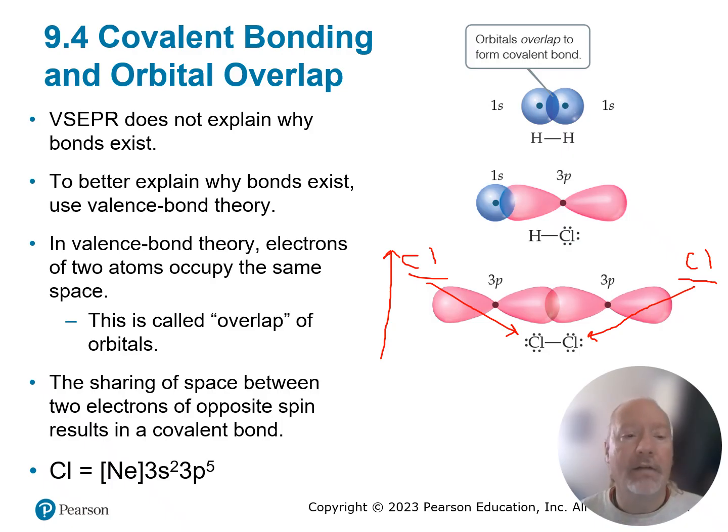But be careful, VSEPR is different than valence bond theory, which is what we're looking at now. And overlap, that's part of this valence bond theory. But when we get into hybridization and molecular orbitals, it's a little bit different. We can use VSEPR by looking at the electron domain geometry. We can use the electron domain geometry to also sometimes help us understand these bonding, how 1s and 3p come together.